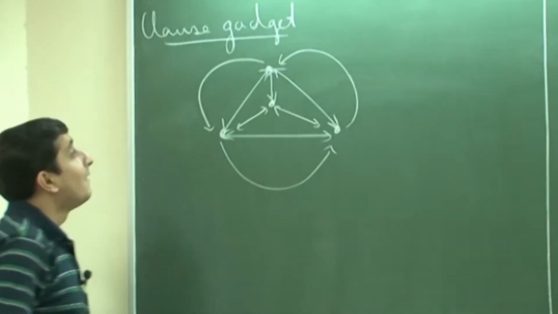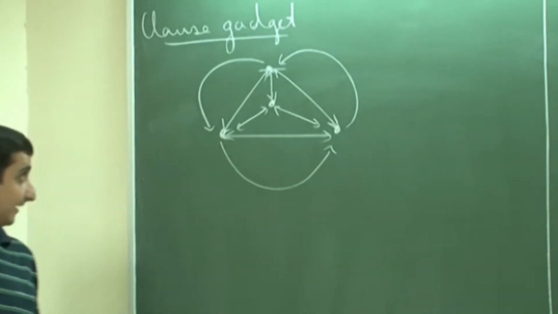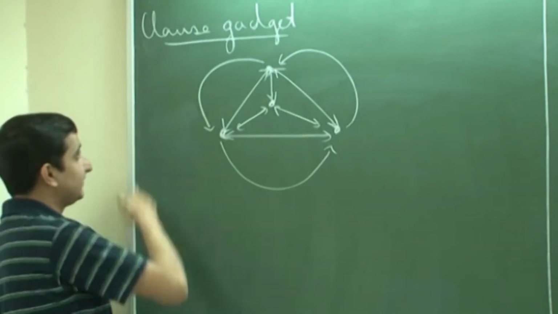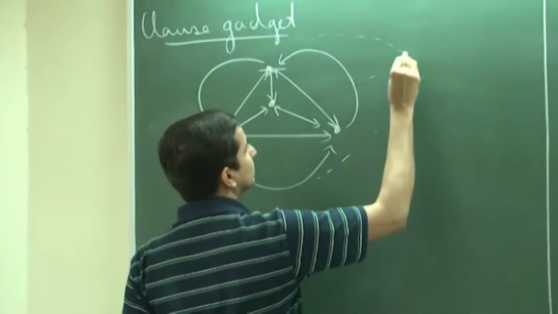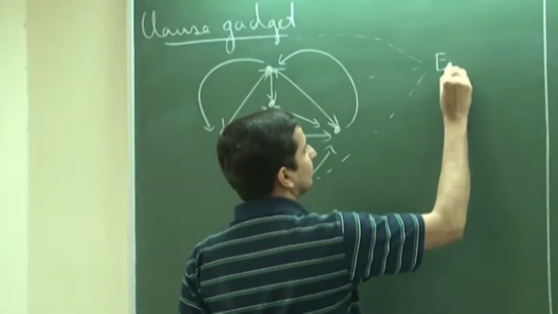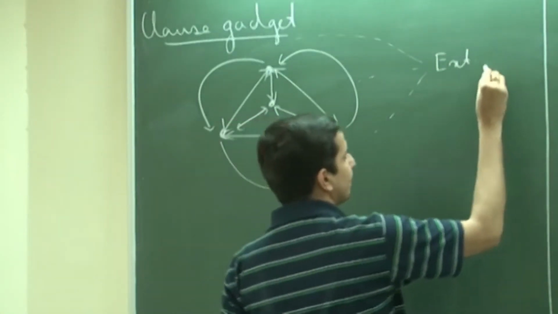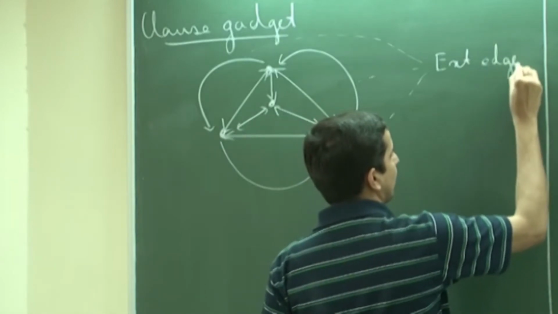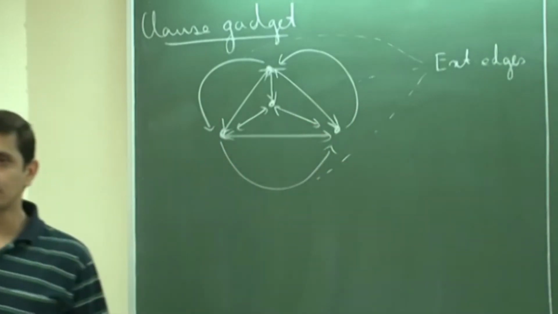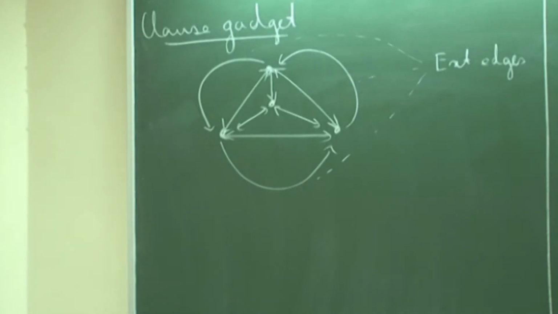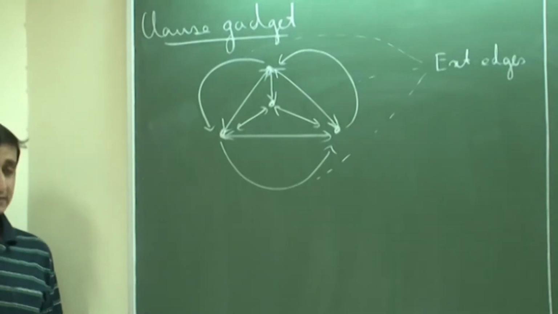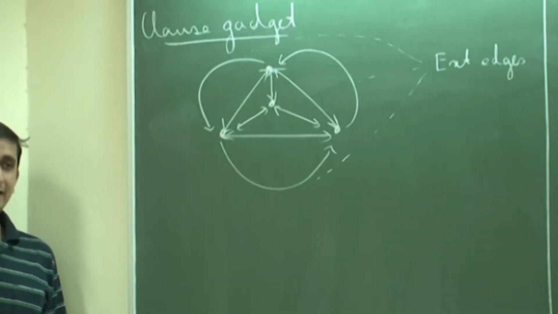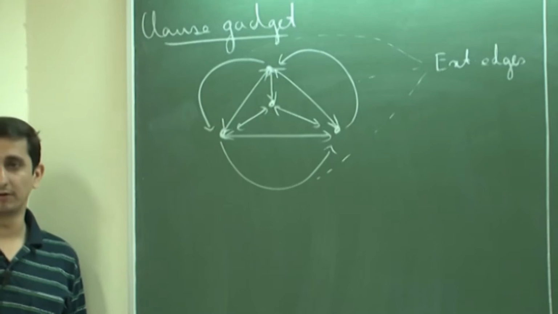Okay. So, this is the gadget that we had, and what we argued. These are the 3 external edges. What we want is for every proper subset of the external edges, there should be a unique cycle cover, that is what we want.